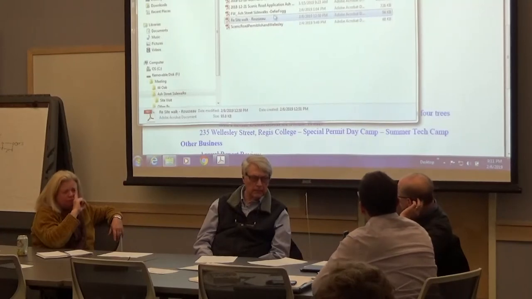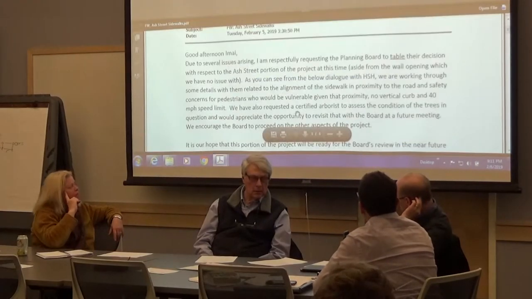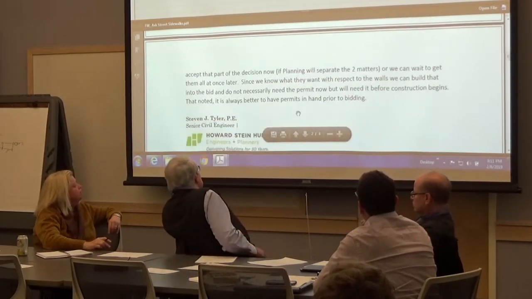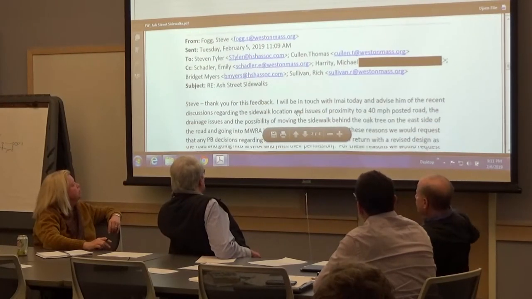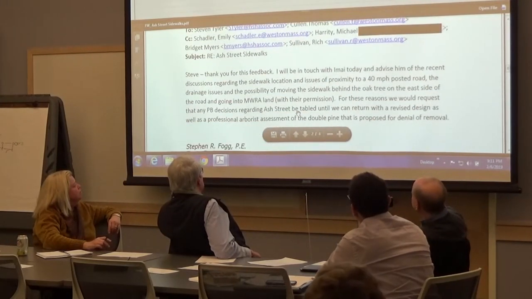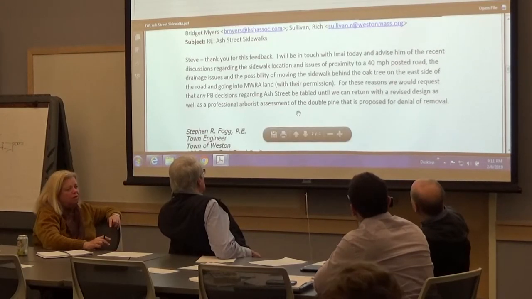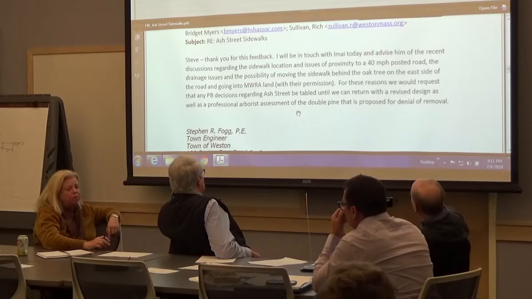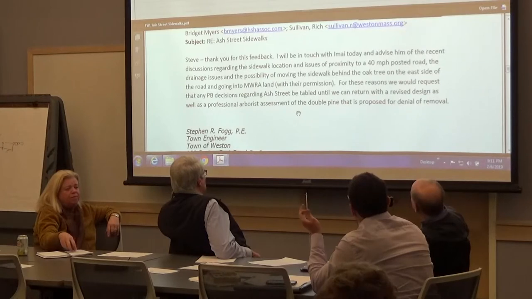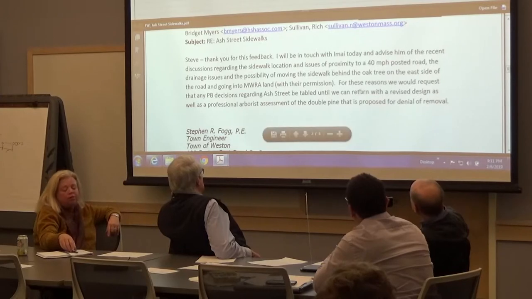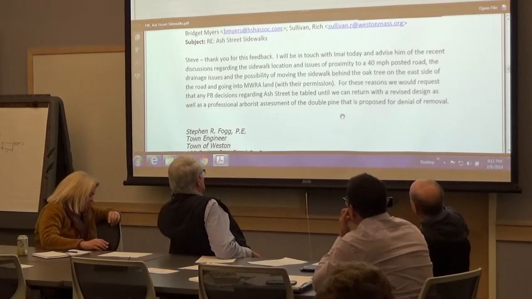Oh, okay, I know what you're talking about. It's a really extensive email, and what Sue is looking at is all these other preceding emails before Steve asked to defer. Who's questioning? The project engineers. As far as our request or other people's requests? Not as far as this design, basically the possibility of moving the sidewalk behind the oak tree. They're doing that, got it.